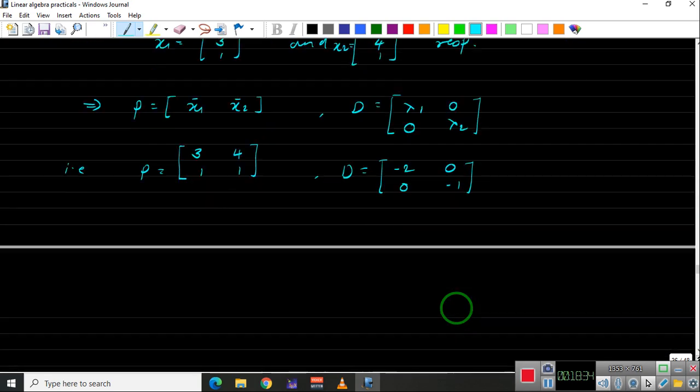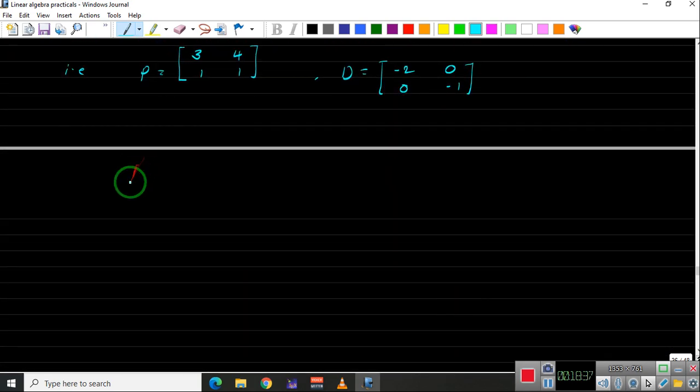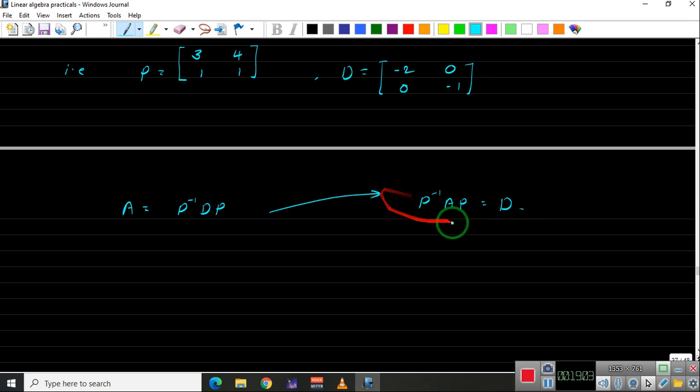You can check what is P inverse AP. For matrix A to be written as P D P inverse, or you just check the procedure whether P inverse AP is equal to the diagonal matrix, either this way or this way. Of course, as we have seen, this similarity relation is an equivalence relation, symmetric as well. We proved it. So it can be either this or this. You need to verify that.